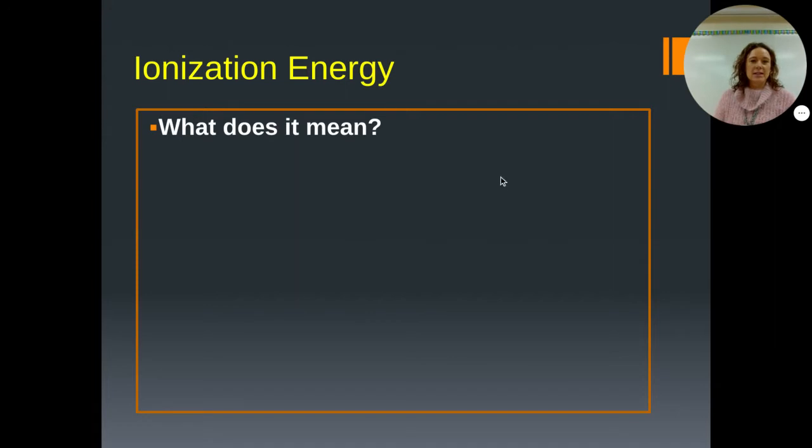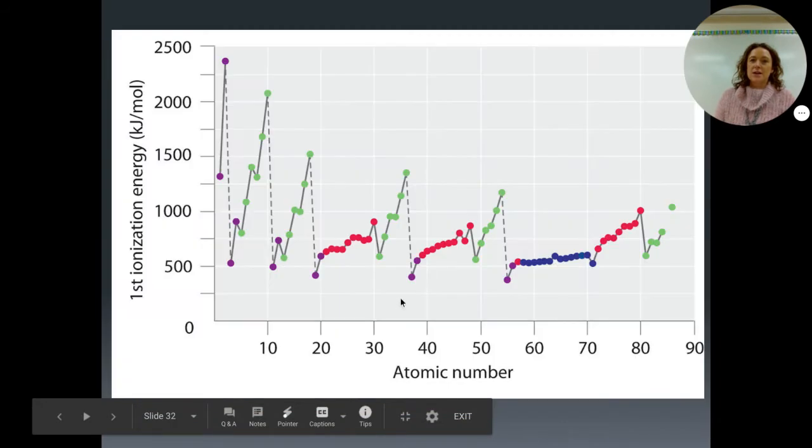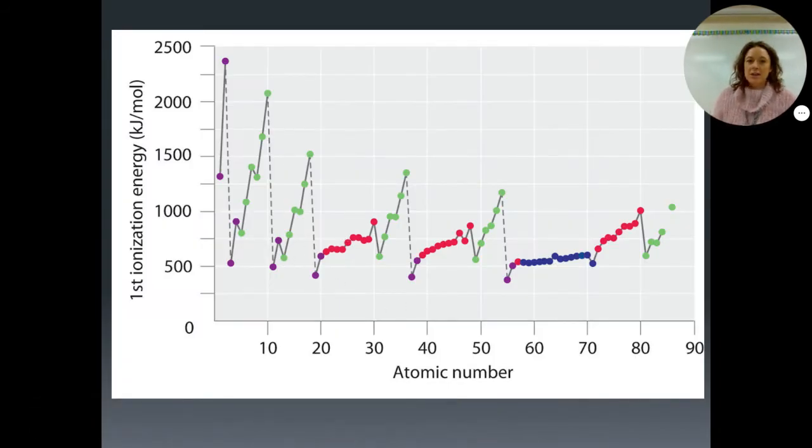Okay, so what is ionization energy? It is the energy that's going to be required to remove an electron from an atom. So we're going to see a trend on the periodic table of what happens as the electron configuration changes for an atom. How much energy would it take to actually pull an electron from that atom? This is a graphic. They can be difficult to interpret, so let's catch what's going on.